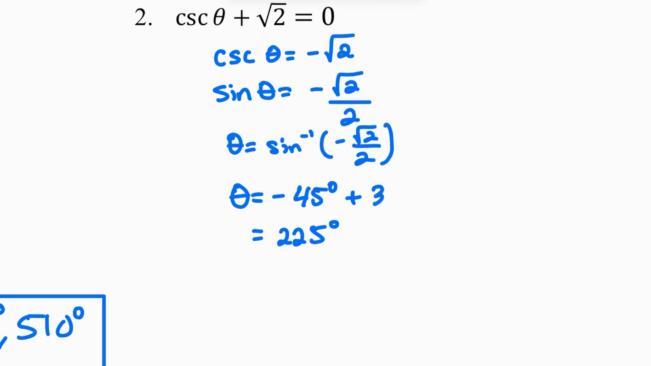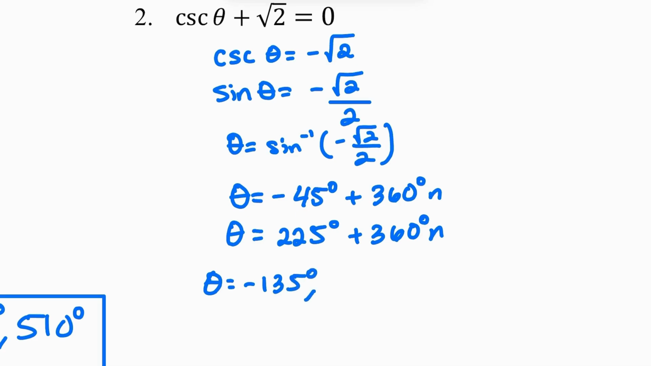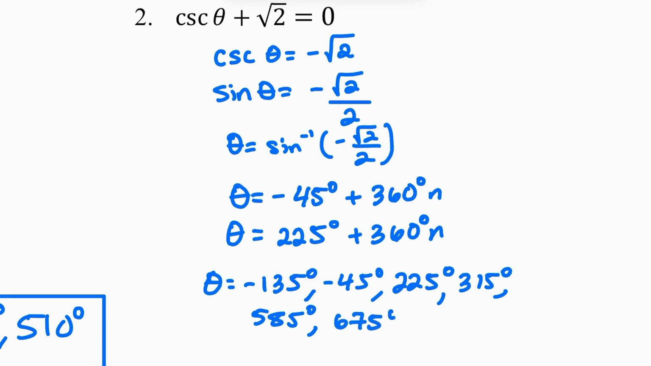So I'm going to add a period length times n to the negative 45. And then I need to do the same thing for the 225. And I should always have general solutions. It's just a good practice. So general solutions are equations, so make sure that they're theta equals. Then you can figure out all the answers within the range or interval of answers that we have from negative 360 to positive 720. And I'm just going to list them out from least to greatest. 225, 315, 585, and then lastly 675.